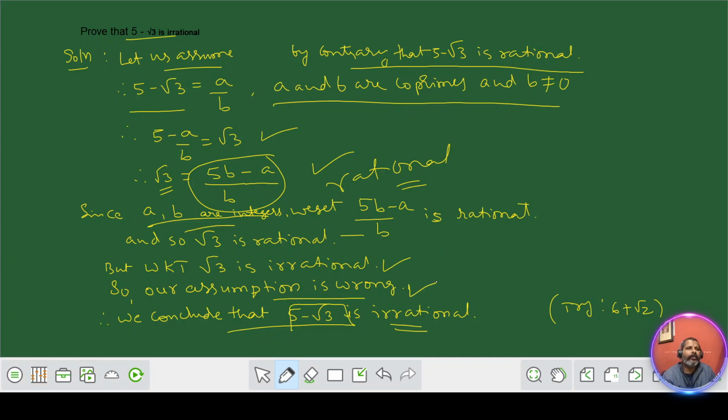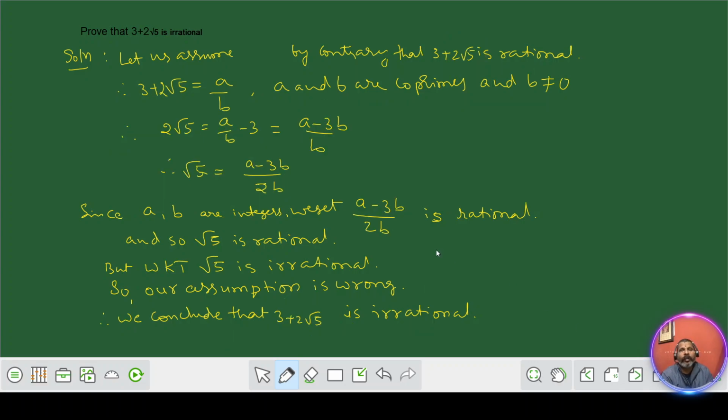So our assumption is wrong. What is the assumption? We have assumed that 5 minus root 3 is a rational. That is the assumption. So we conclude 5 minus root 3 is irrational. You can try for 6 plus root 2 as well, in similar ways. Only rearrangement we have to do in every question. That will be differing. Other than that, the rest of the things remain the same.